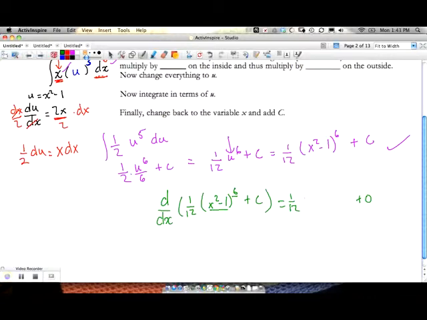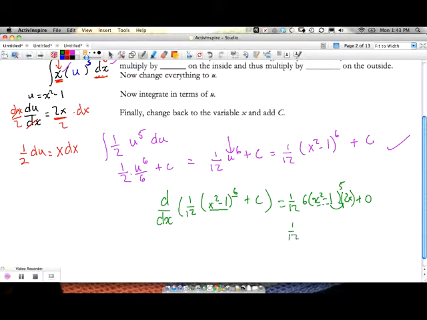Then we got a chain rule with the inside and outside layer. We start with the outside, 6 times something to the 5th. And inside we have x squared minus 1, but now we have to multiply by its derivative. The derivative of x squared minus 1 is 2x.